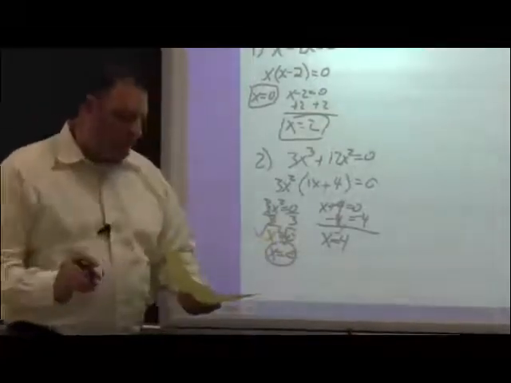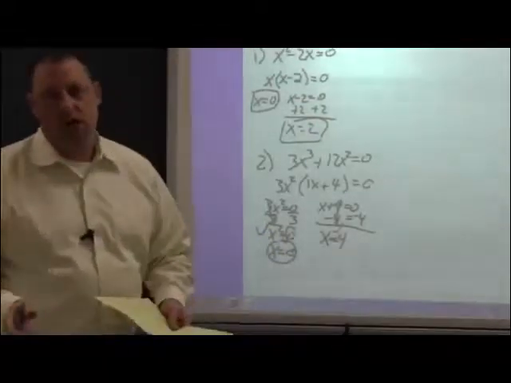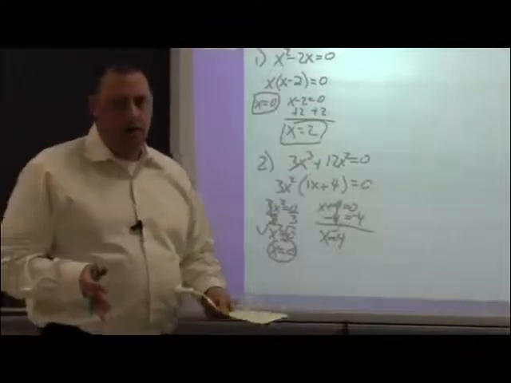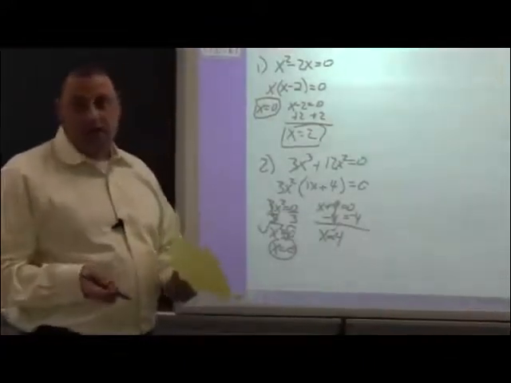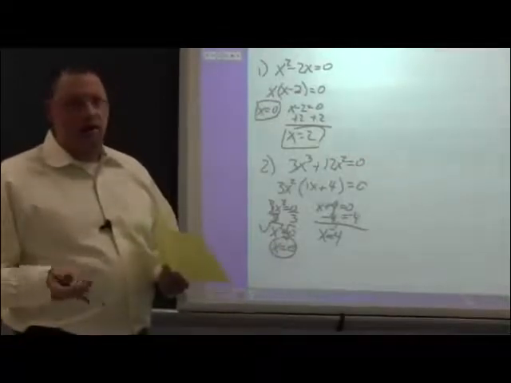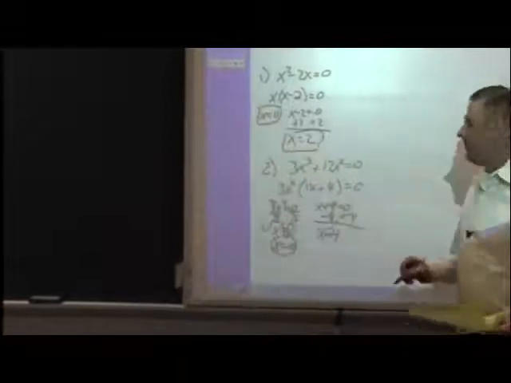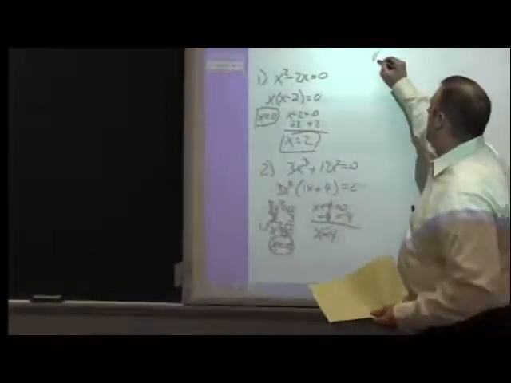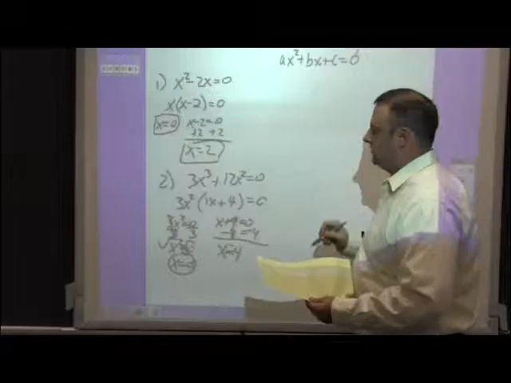Now let's go to a different situation, though. Let's talk about how to factor quadratic trinomials. What is a quadratic trinomial? A quadratic trinomial is a polynomial of degree 2. That's the highest power of x, if you will. And trinomial means you have 3 terms. So what's it going to look like? It's going to look like ax squared plus bx plus c equals 0.